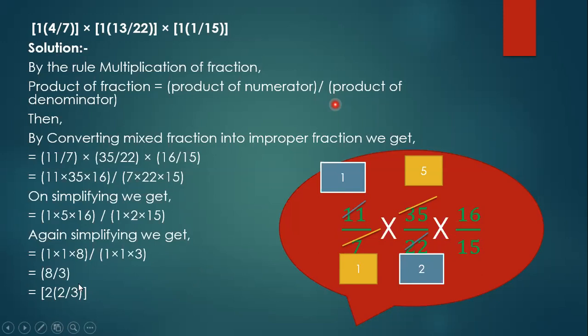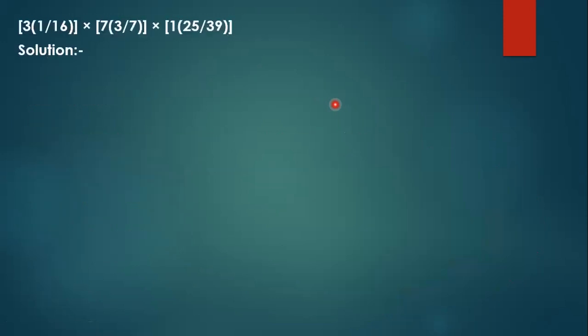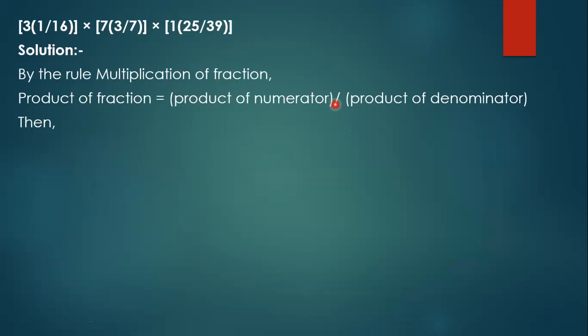Children, 8 by 3 is an improper fraction because the numerator is greater than the denominator. Whenever the numerator is greater than the denominator, we have to convert it into a mixed fraction. 8 divided by 3, 3 twos are 6, 2 is the remainder. So quotient, remainder by divisor, it would be 2, 2 by 3. All right. One more question for you.